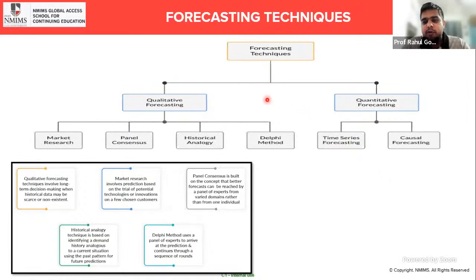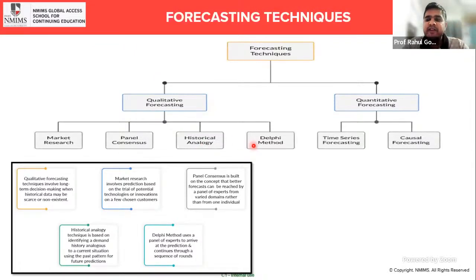Okay, so what we saw, forecasting techniques: we said there are two categories, qualitative forecasting and quantitative forecasting. When we talk about qualitative forecasting, there are basically four main approaches. We can do market research, we can get consensus from a certain panel of subject matter experts, who know the industry, competition and products. We can do historical analogy, wherein we look for a similar product which already exists in our catalog or in the organization, and try to understand from that existing product if we can get some signals, some starting point to be able to forecast.